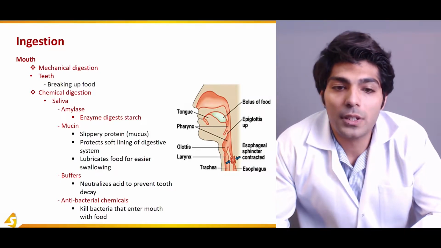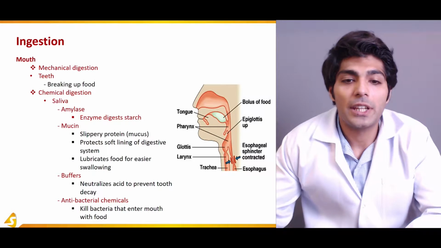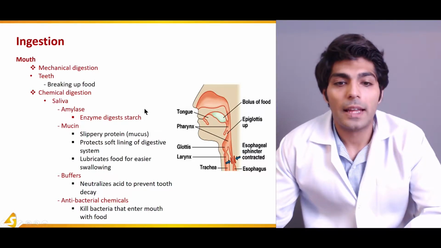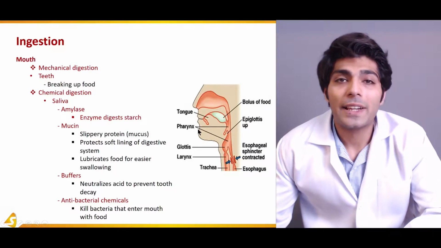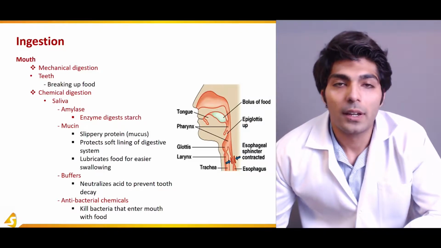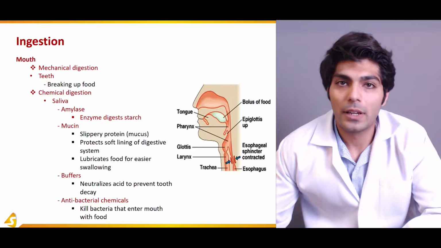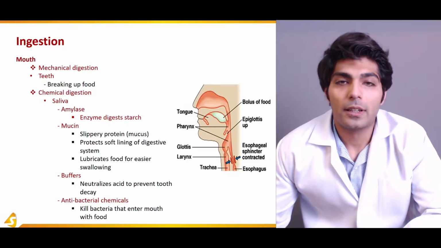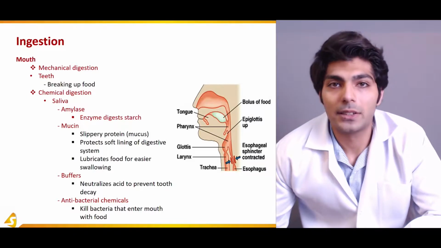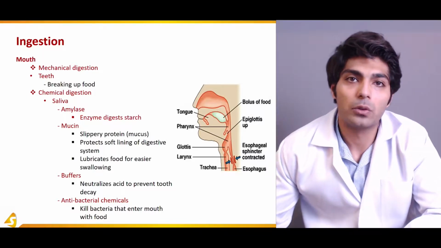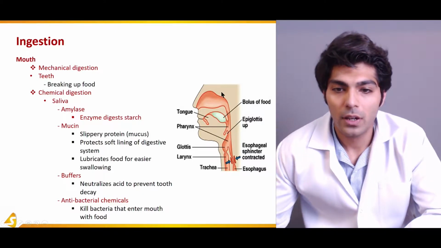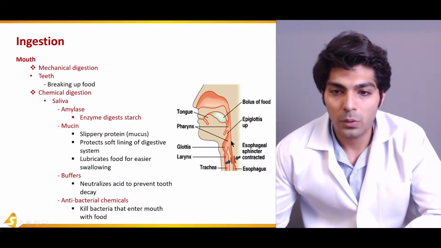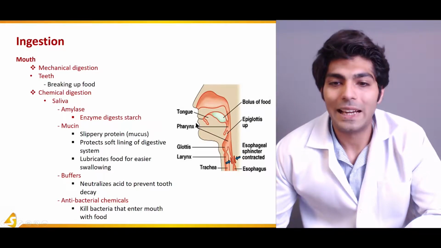Then we have mucin, which is a slippery protein, mucus, that protects the soft lining of the digestive tract and lubricates food for easier swallowing. Then we have buffers that neutralize acid to prevent tooth decay, and there are antibacterial chemicals that kill bacteria that enter the mouth during eating.